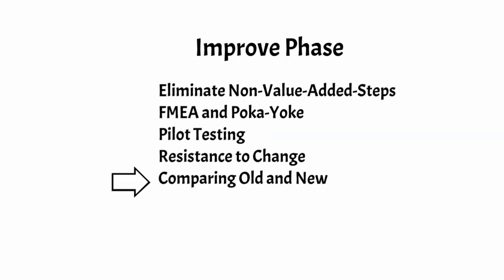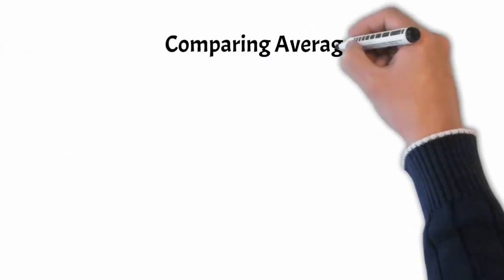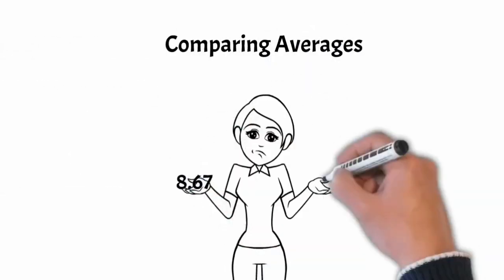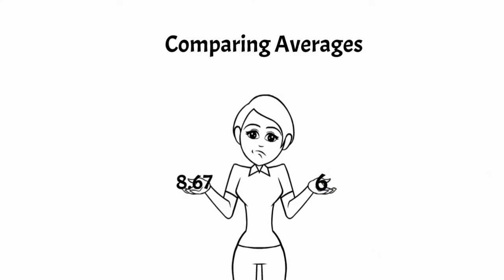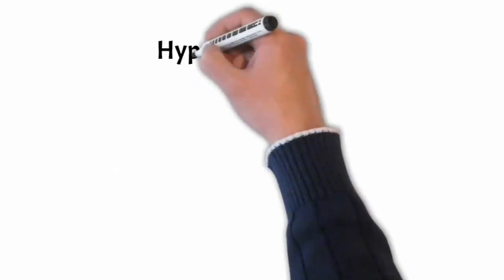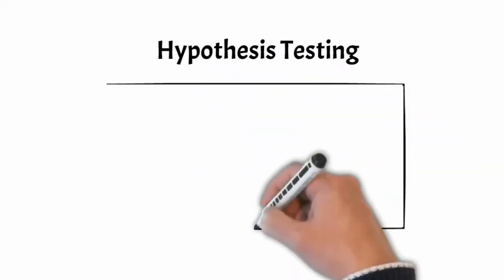Comparing old and new. Has the project been successful? At this point, it is important to compare the new system with the old. In our example, the average time between order placement and delivery was reduced from 8.67 days to 6 days. This is clearly an improvement that has exceeded project goals. Yes, it has been successful.